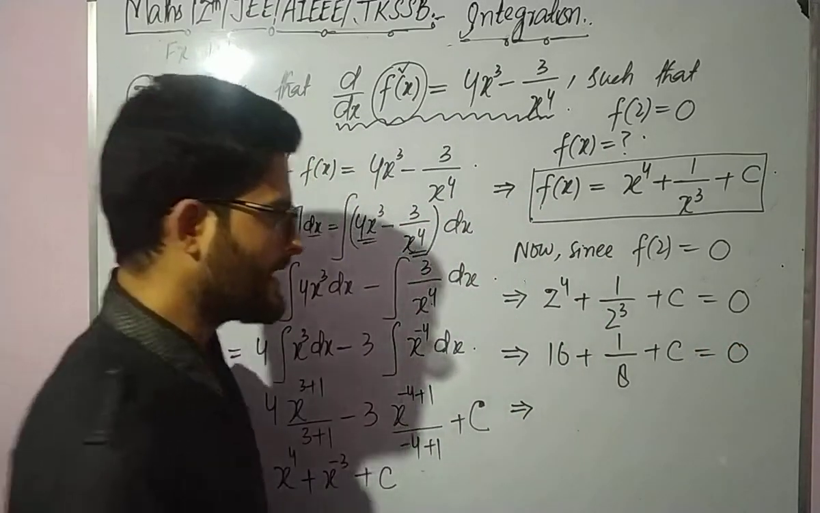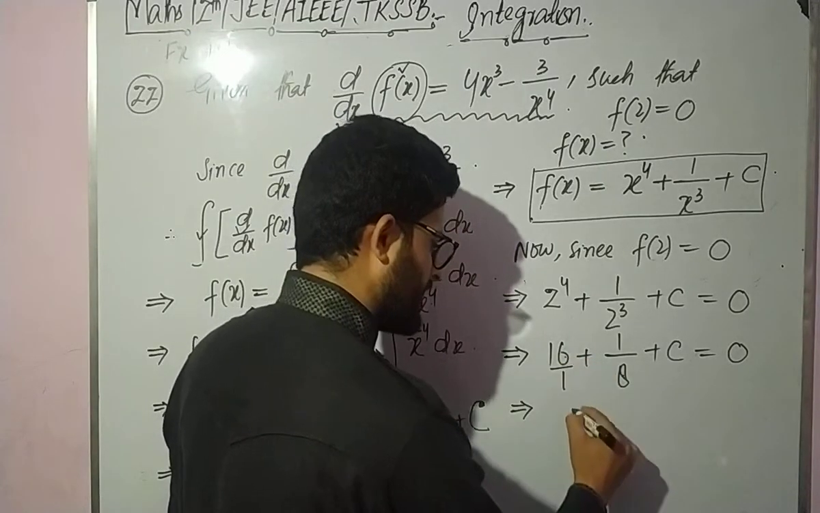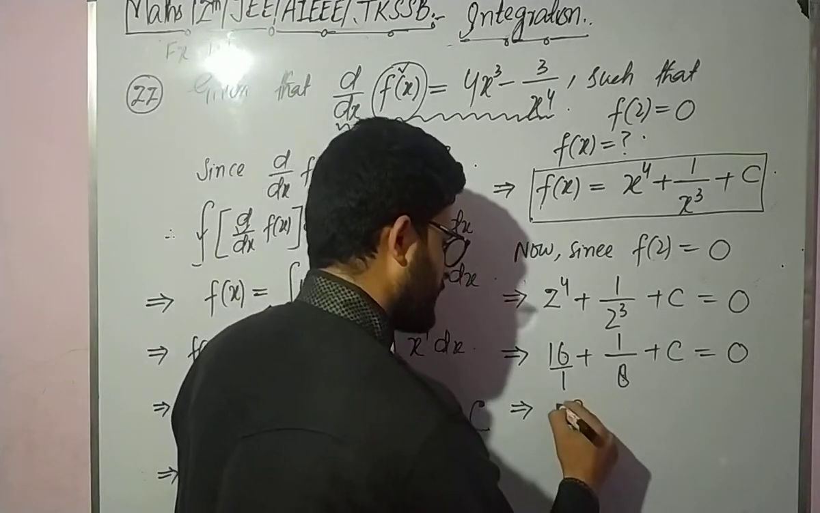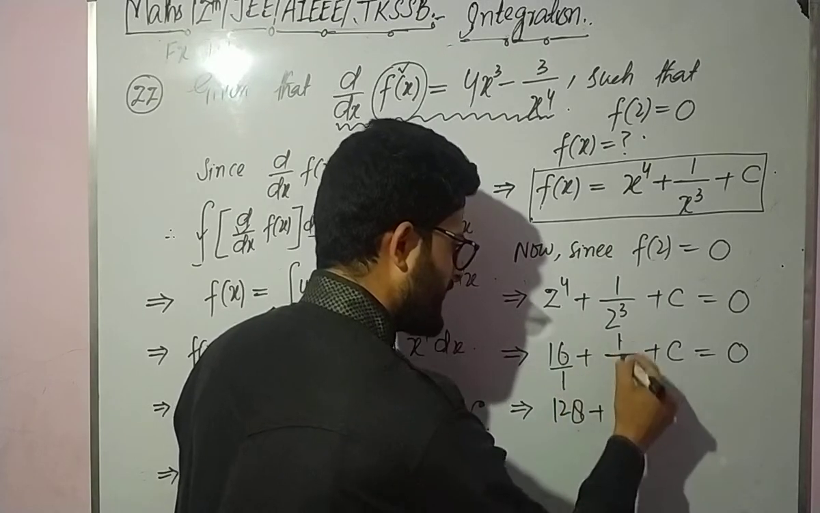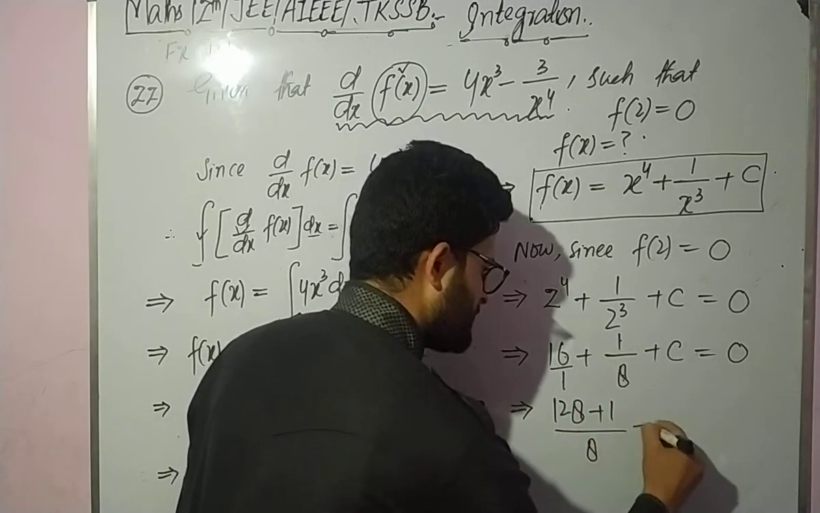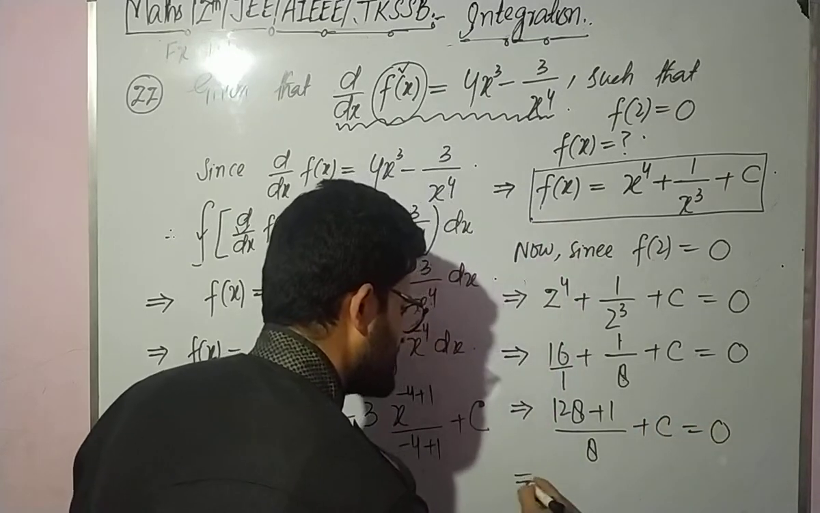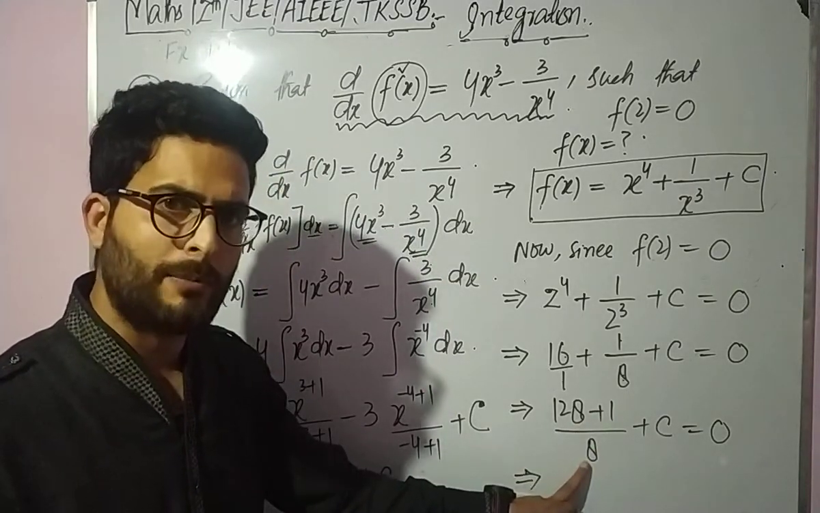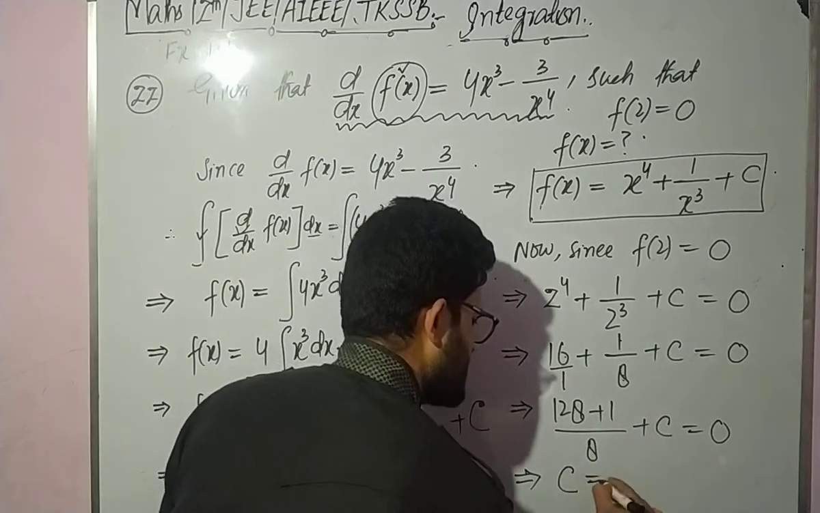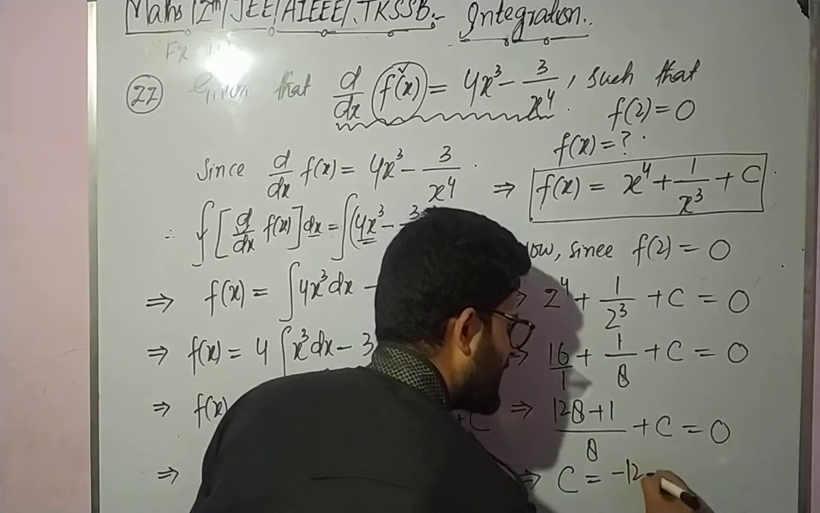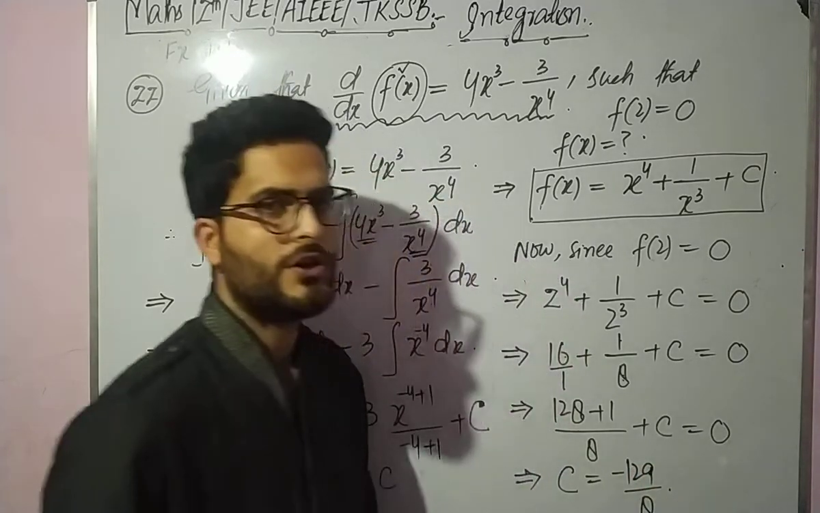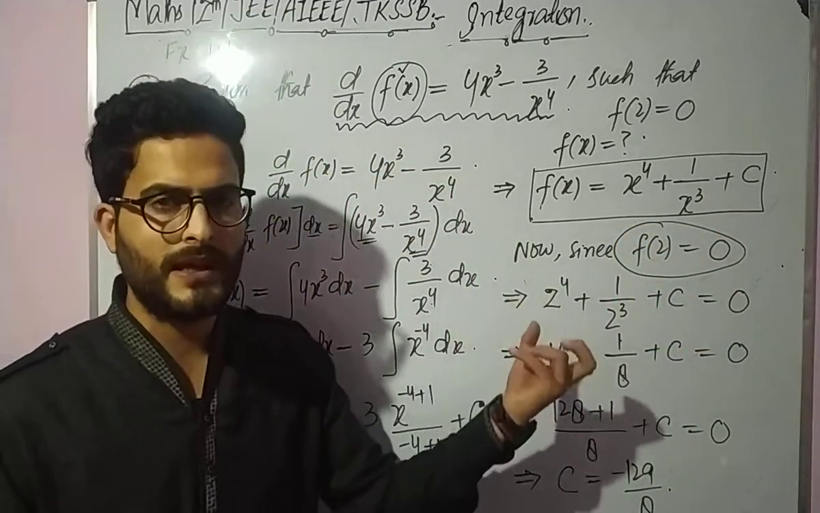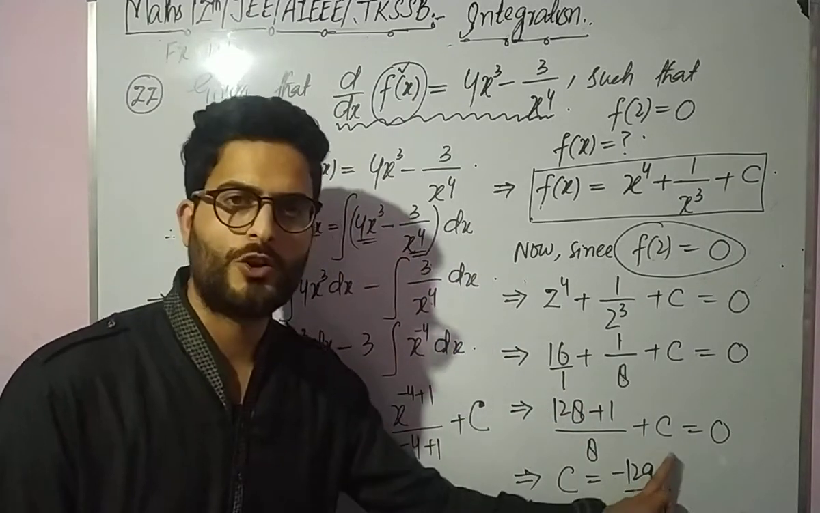Cross multiply, what will come? 8 6s are 48, 8 1s are 8, 8 and 4, how much is that? 12 plus 1 1s are 1 divided by 8 plus c, and that's equal to 0. Implies 128 plus 1 is 129. So 129 by 8 is plus here, so on the other side it will be minus. So c must be equal to minus 129 divided by 8. So the arbitrary constant from this f of 2 equal to 0 has been replaced by a fixed real number, minus 129 divided by 8.